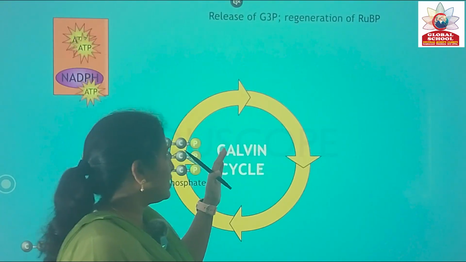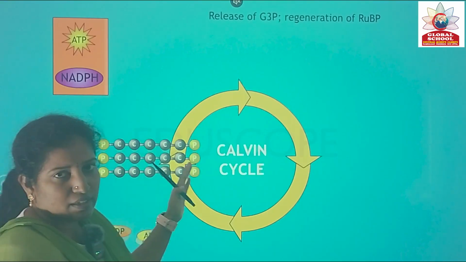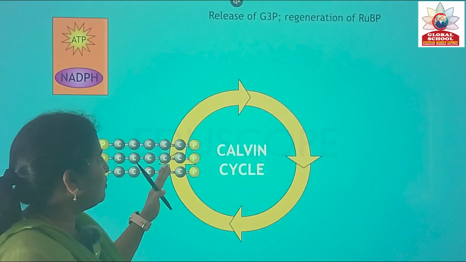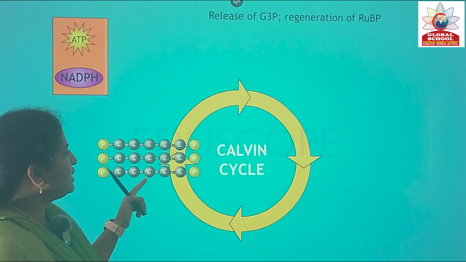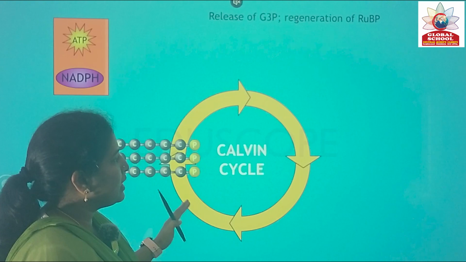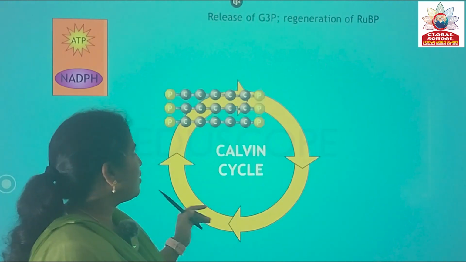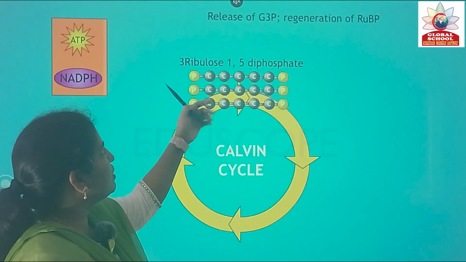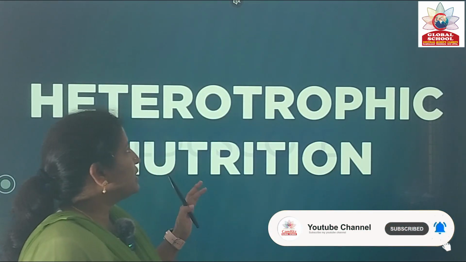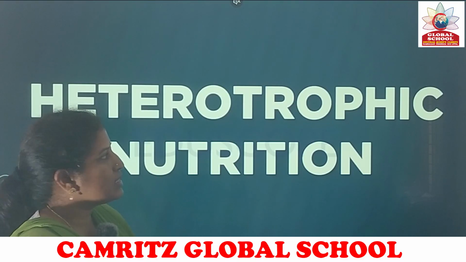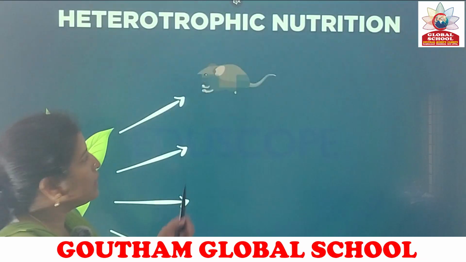Yesterday I told you, 6 molecules of carbon dioxide are required for the formation of one molecule of glucose. Many intermediates are formed in the dark reaction. This is not a single reaction. Many intermediates are formed, and the main intermediate is ribulose 1,5 diphosphate, and from that glucose is formed. Next we are going to the next topic, heterotrophic nutrition.